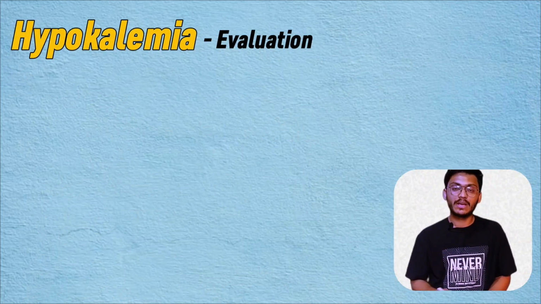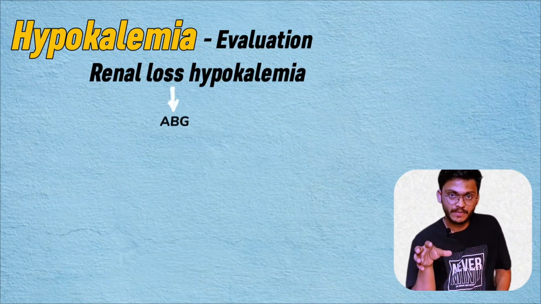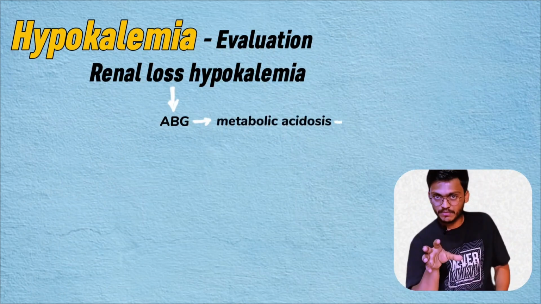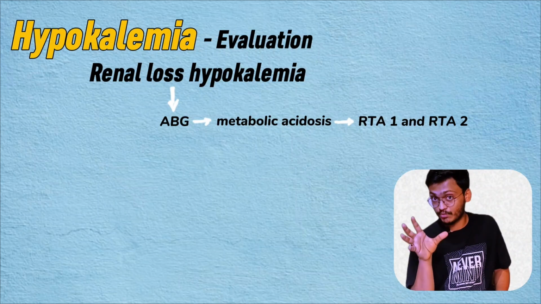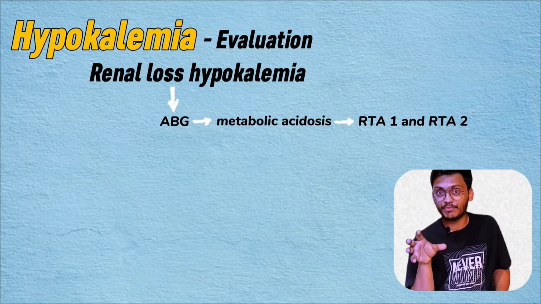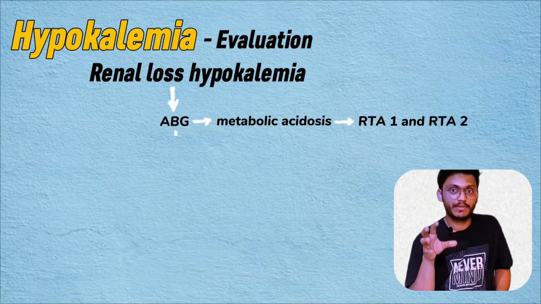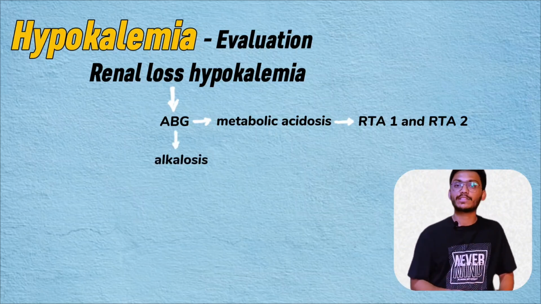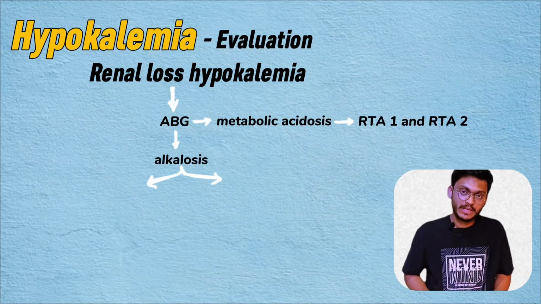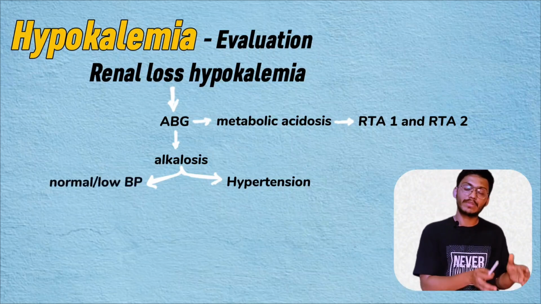If you find a case of renal loss hypokalemia, then also the first investigation that you should do is ABG. There, if you find metabolic acidosis, then it is a case of renal tubular acidosis type 1 and type 2, not RTA type 4. In RTA type 4 you will get hyperkalemia, not hypokalemia. So only in RTA type 1 and type 2 will you see hypokalemia. If you find alkalosis in a case of renal loss hypokalemia, then the next investigation is measurement of blood pressure. If you find high blood pressure, that is one group. If you find normal or low blood pressure, that is another group.